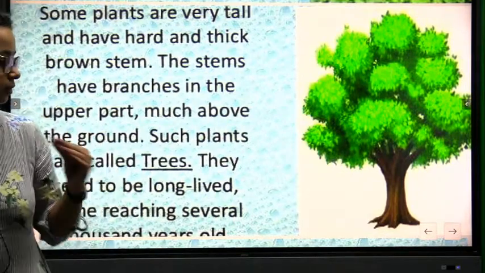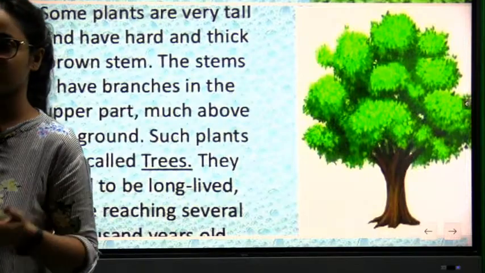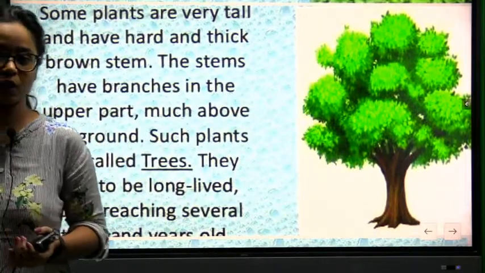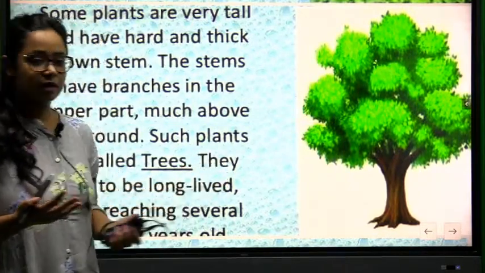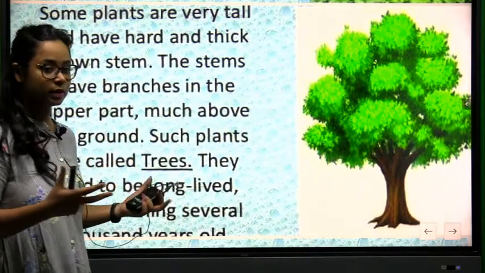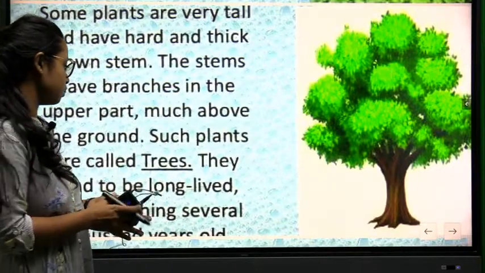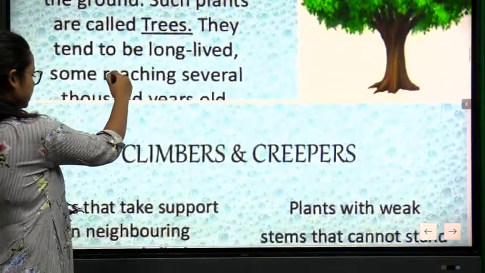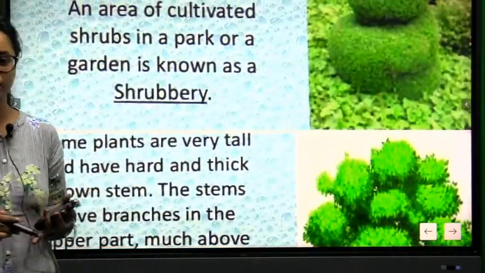They live up to 200 years, 300 years like this. Okay, they live for several years. Their lifespan is very long because they are very big in size. And their branches are very strong, their trunk is very strong, there are so many branches, roots are very strong, and they have hard stems. So these are the three categories of plants: herbs, shrubs and trees.